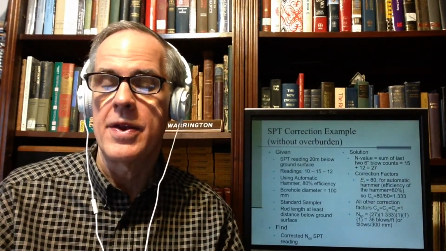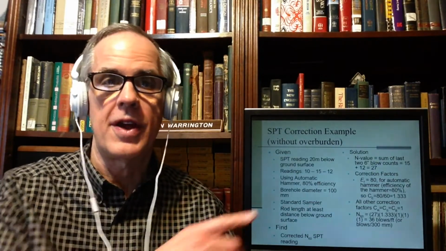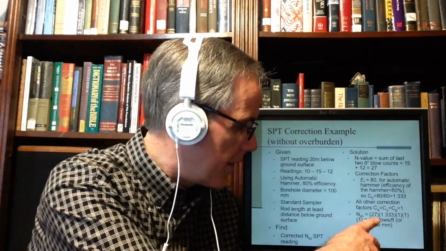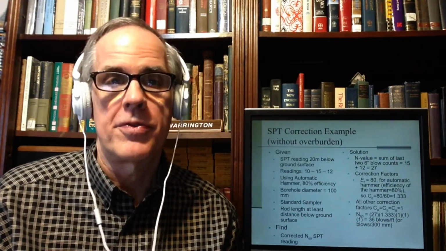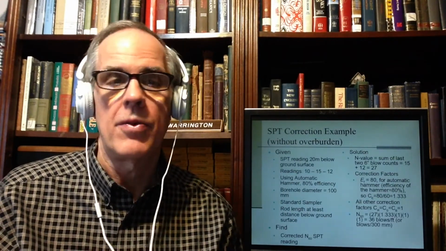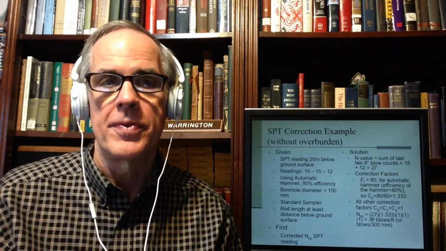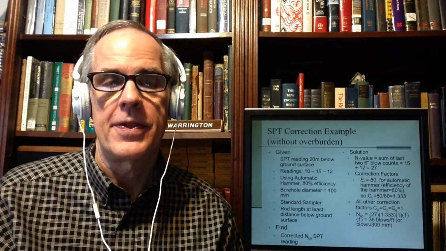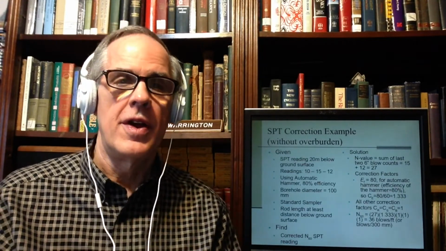And then you simply multiply the value you got, which is 27, times 1.33 times the three ones, and you get 36 blows per foot, or blows per 300 millimeters, either way. And that is how you get the corrected value, and then you use that for the correlations.